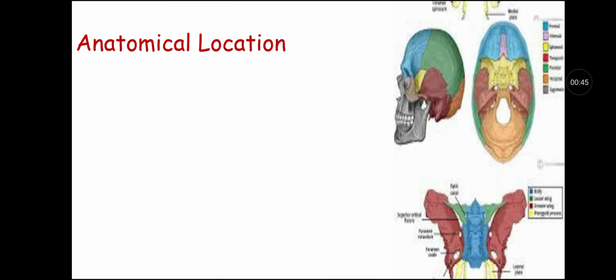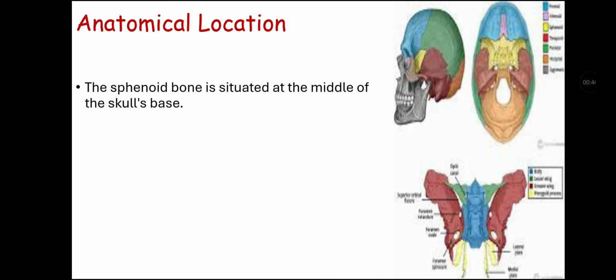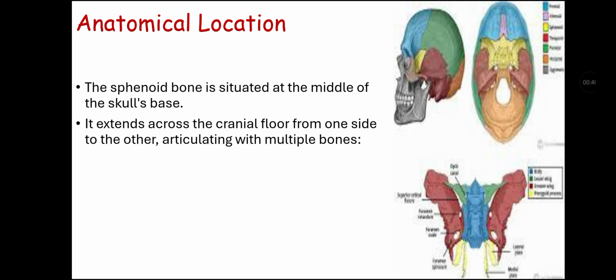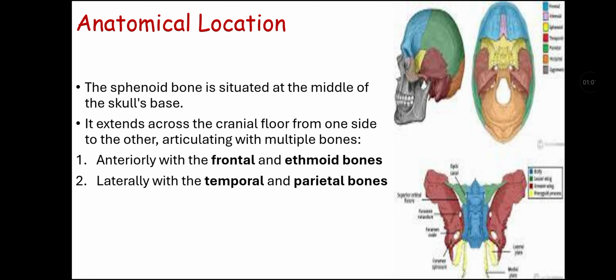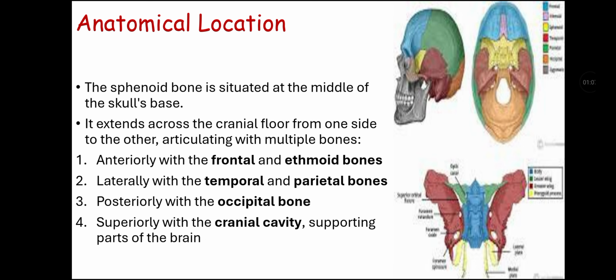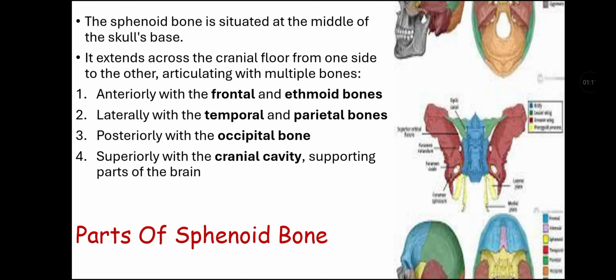Anatomical location. The sphenoid bone is situated at the middle of the skull base. It extends across the cranial floor from one side to the other, articulating with multiple bones, as you can see here in the second diagram. Anteriorly, it articulates with the frontal bone and ethmoid bone. Laterally, it articulates with the temporal and parietal bones. Posteriorly, it articulates with the occipital bone, and superiorly, it articulates with the cranial cavity supporting parts of the brain.